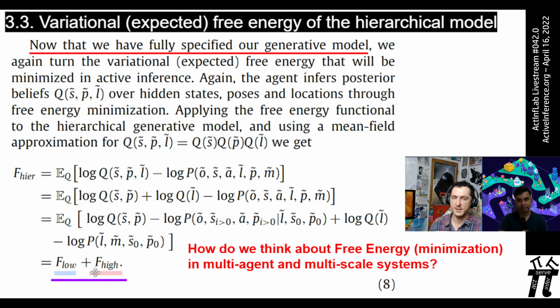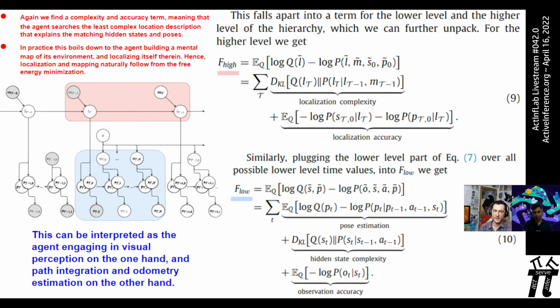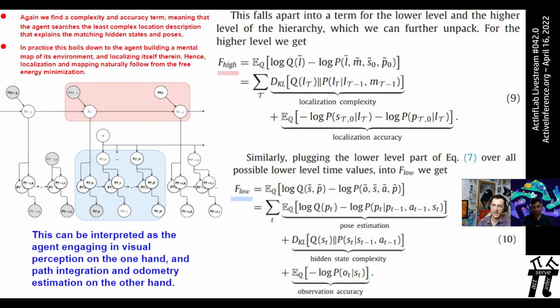Okay, so they are now going to pick up on that bottom line. There's a low and a high decomposition of the hierarchical variational free energy. And they write, this falls apart into a term for the lower level and the higher level of the hierarchy, which we can further unpack. For the higher level, we get, and then they provide expansion of that F high and F low. And these have the same complexity and accuracy interpretation as we saw with the previous F, except that this complexity minus accuracy can be understood as being about only the higher level. And this complexity minus accuracy on the lower level can be interpreted as being about only the lower level.